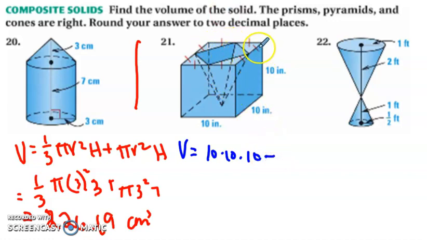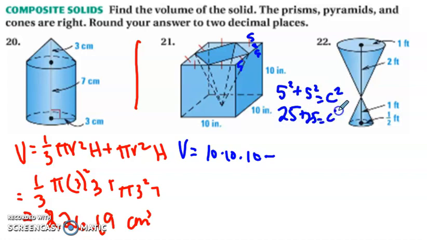And they're showing us that all these are congruent. And we can see the two of these together equal 10. That means each of them are 5. And we know this is a right angle because it's a cube. So we're going to do the Pythagorean theorem, and we're going to see what the base of our pyramid is. So I'm going to say 5 squared plus 5 squared equals c squared. So that's 25 plus 25 equals c squared.